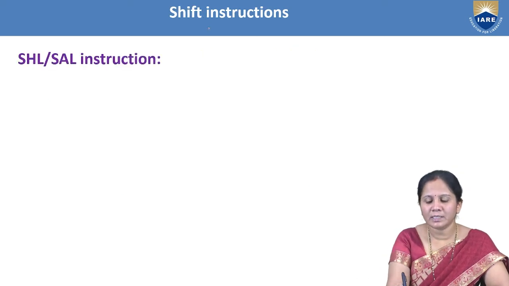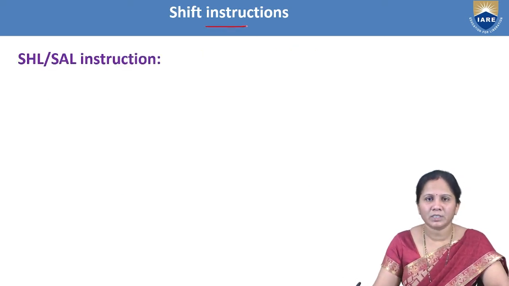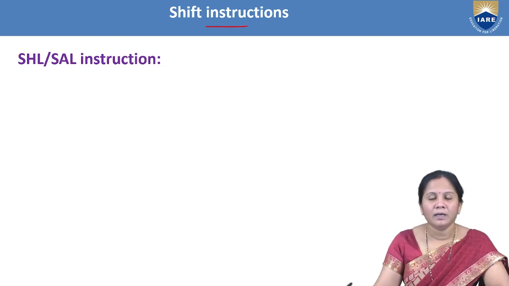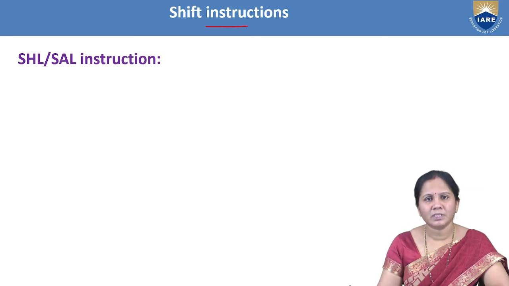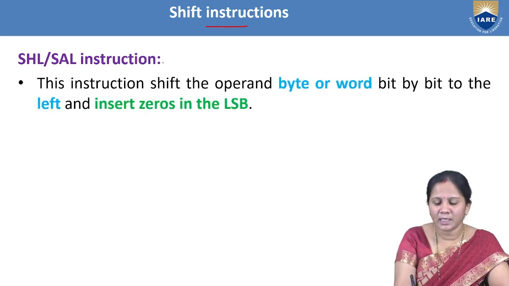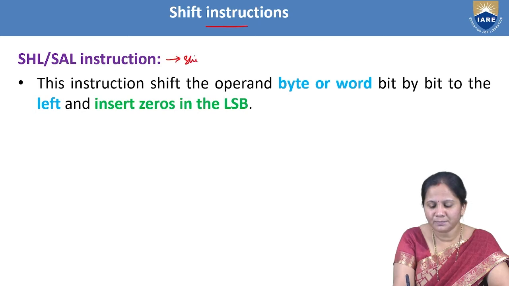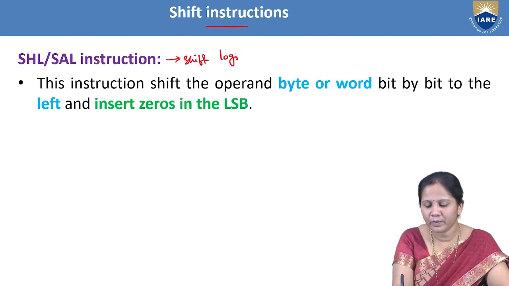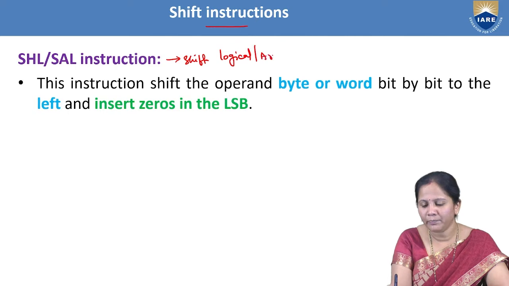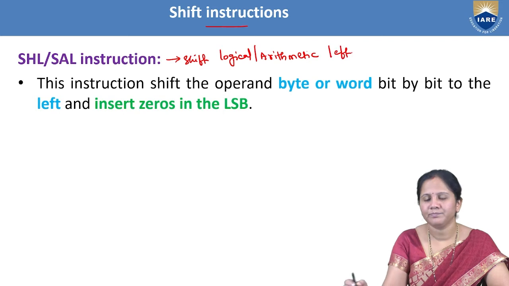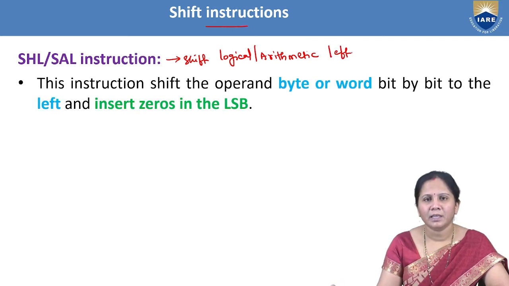Next, we will discuss all the shift and rotate instructions in detail with the help of examples. Next one is the shift instructions. The first instruction that comes under shift instructions is the SHL, SAL instruction. As we know, SHL, SAL represents shift logical or arithmetic left. That means the contents will be shifted towards left.